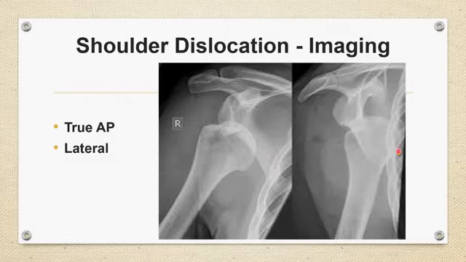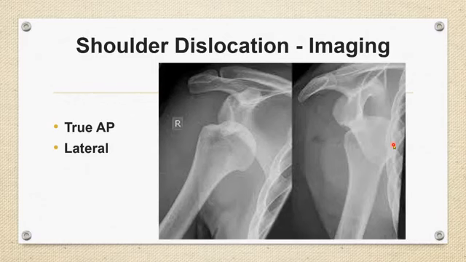And moreover, if you see on the lateral view, it is proper. So this is the acromion, this is the glenoid fossa, this is the coracoid, and here you can see the head of the humerus is not within the glenoid, it comes anteriorly. So it is the X-ray of the anterior type of shoulder dislocation.